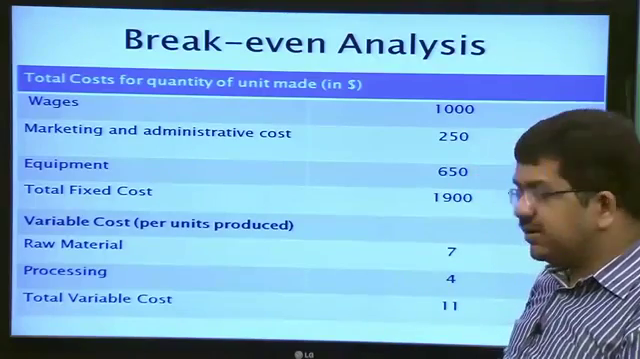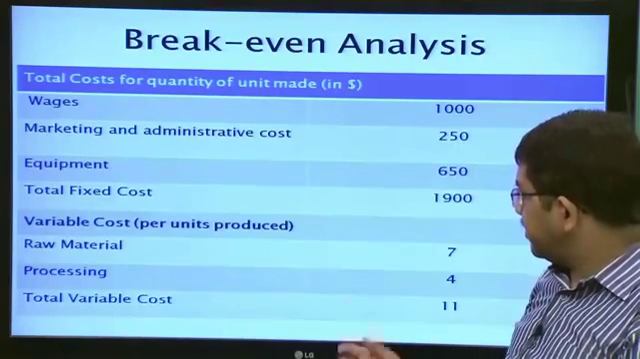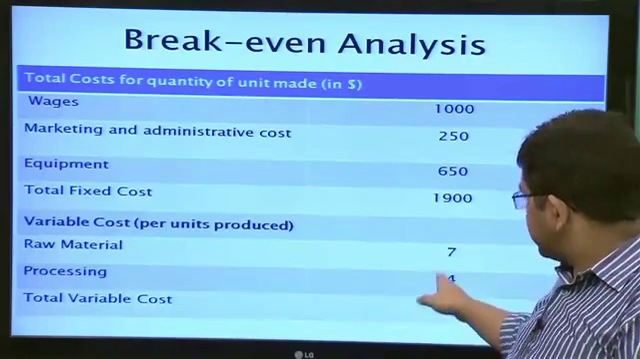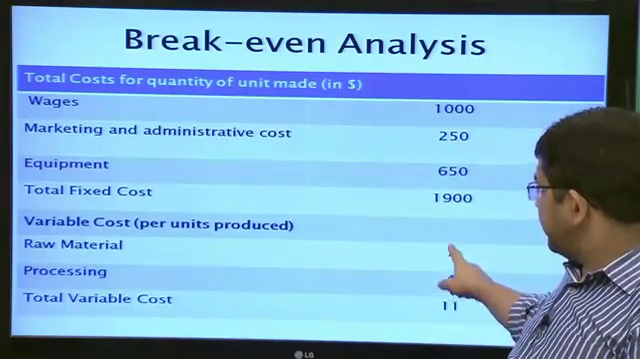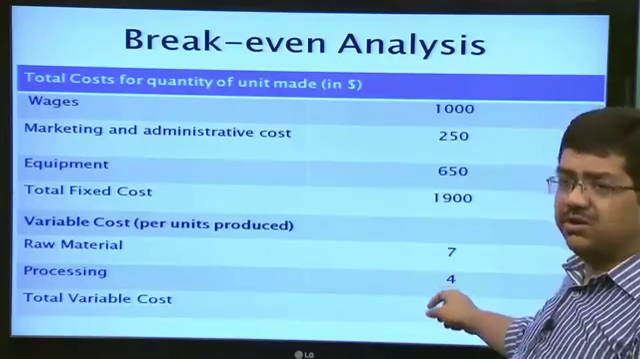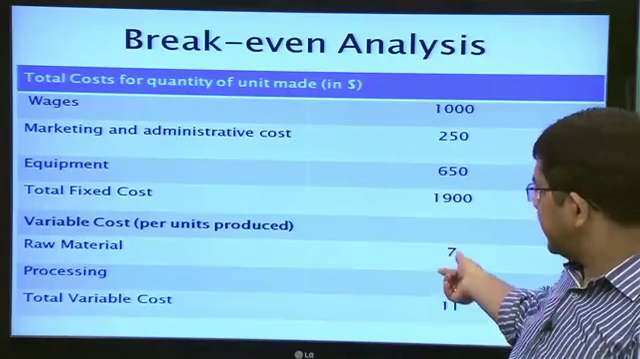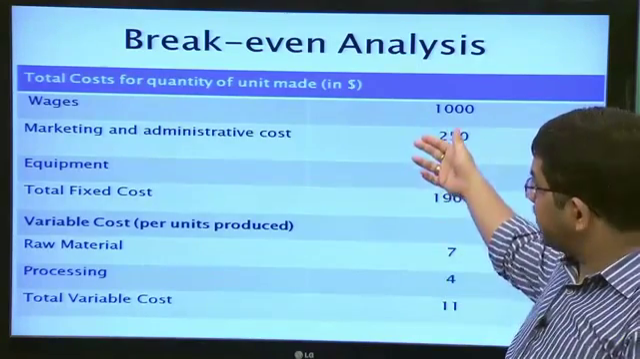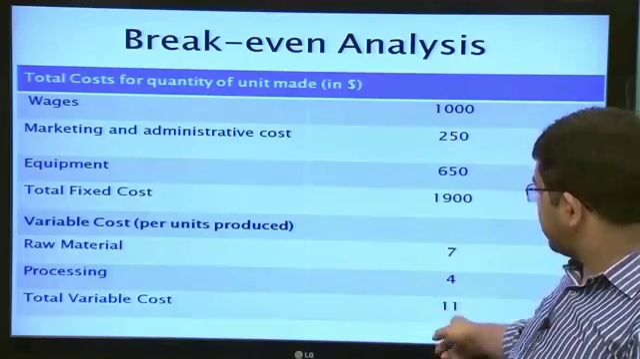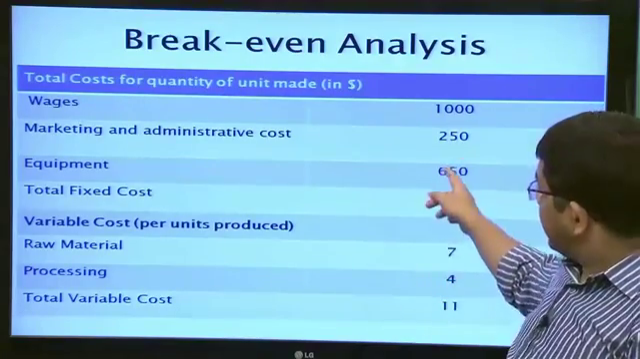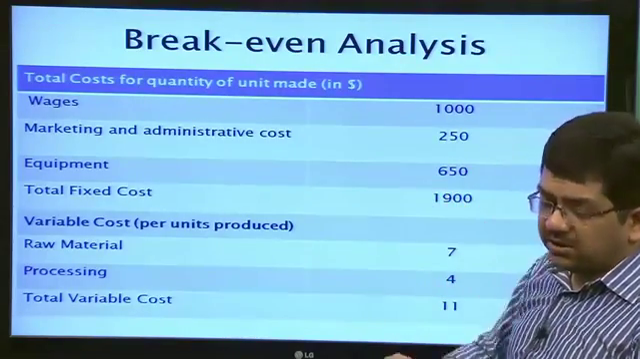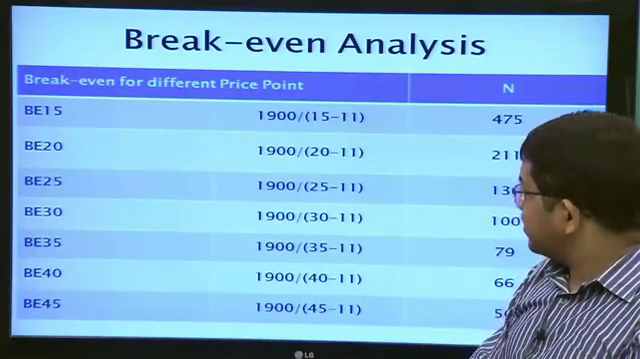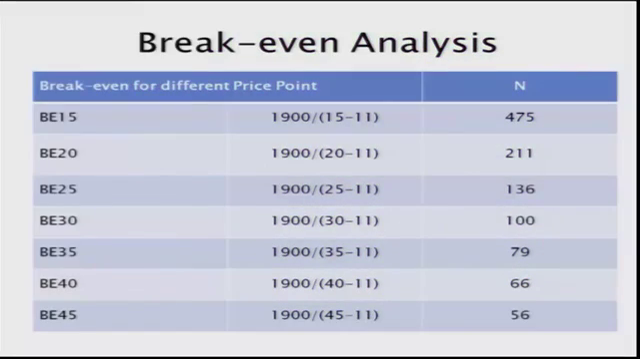On the other side, when we talk about the variable cost per unit produced, the raw material cost is around $7 and the processing cost is $4. So the total variable cost is the sum of raw material plus processing cost. For the sake of simplicity, I have just looked into a few components of the cost inside the fixed cost as well as variable cost. So the variable cost per unit is $11 and the total fixed cost is $1900.